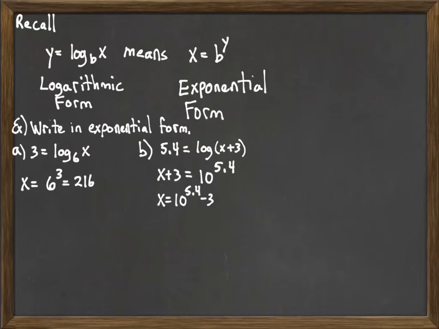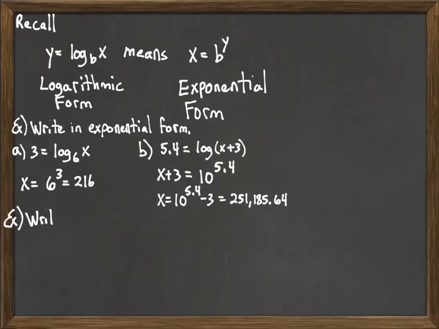I'm going to hold off on that until I have x completely by itself. To get x completely by itself, I need to bring that 3 over to the other side by subtracting. And then I can go into a calculator and type out 10 raised to the 5.4 minus 3. And when we do that, we get an answer of 251,185.64. And so now we have our result. If you took that answer and plugged it back in, log of that plus 3, you should get roughly 5.4. Again, we did some rounding, so it's going to be off just a little bit.